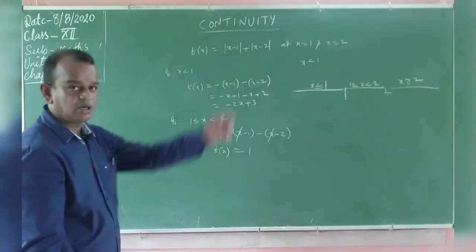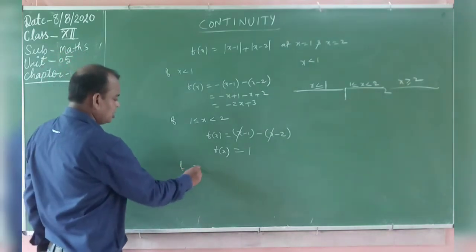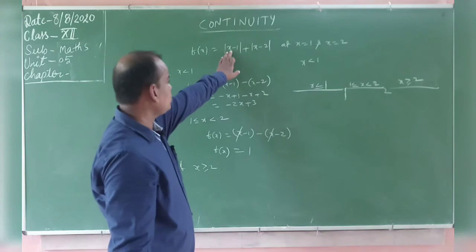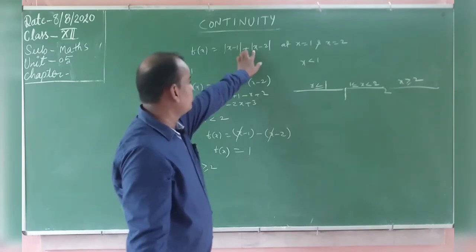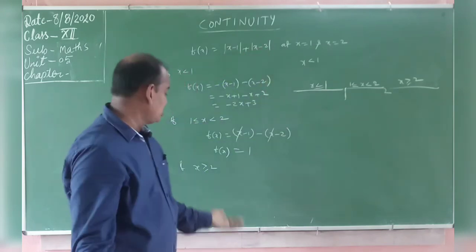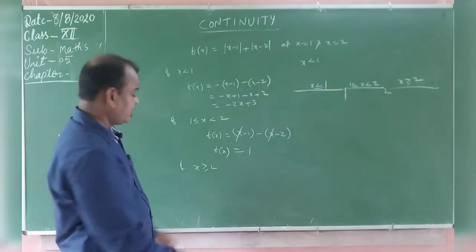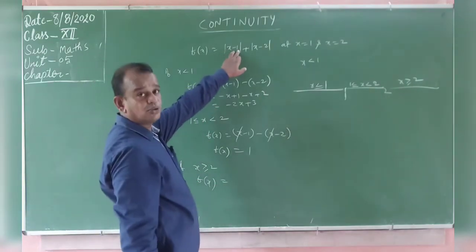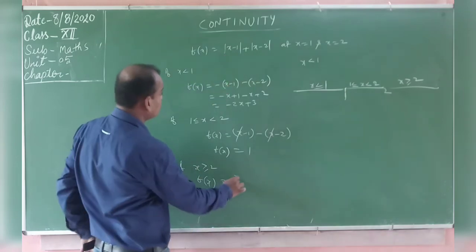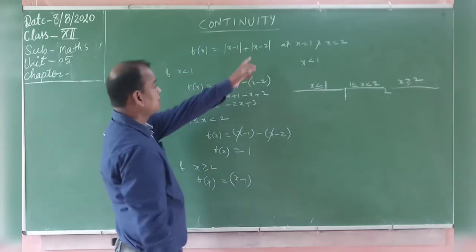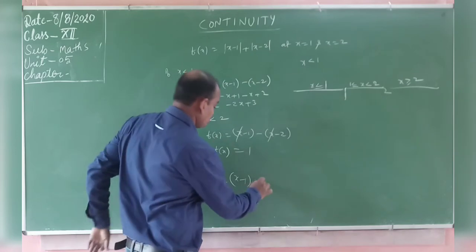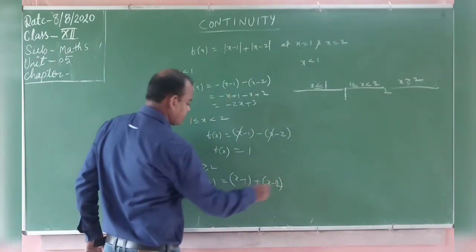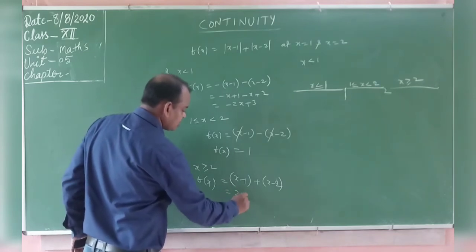Now last but not least, x greater than or equal to 2. If x is greater than or equal to 2, you can take the 2. 2 minus 1 positive, 2 minus 2 is 0, no problem. Greater than 2, you will take 3. F of x, 3 minus 1 is 2, positive or negative? Positive. Next, 3 minus 2 means 1, positive. What happened? X plus x, 2x minus 3.